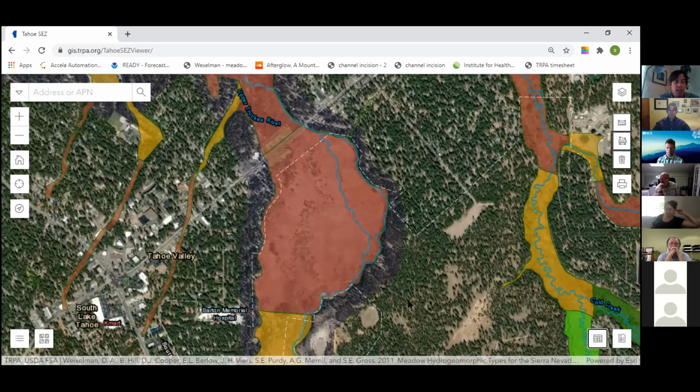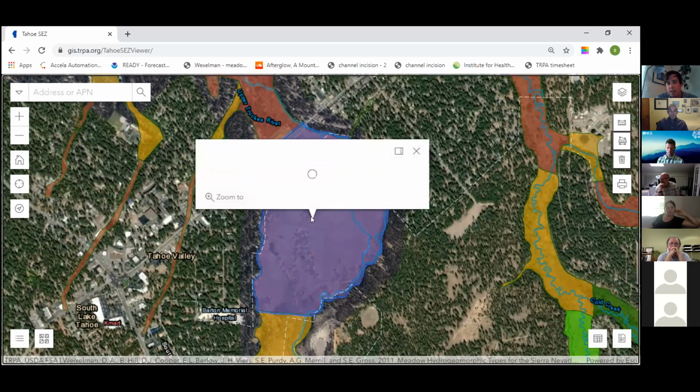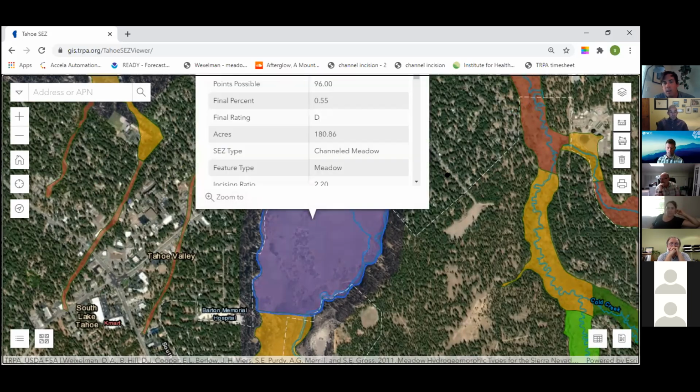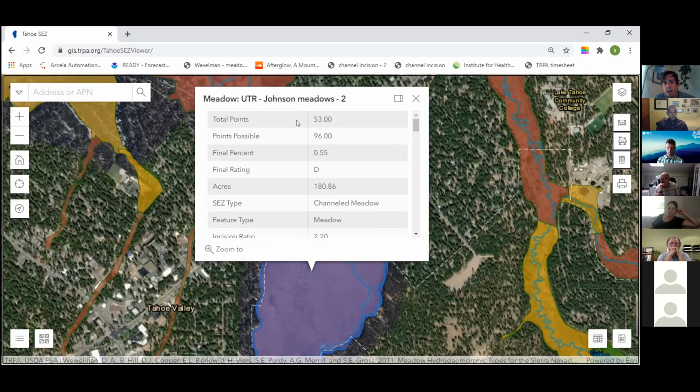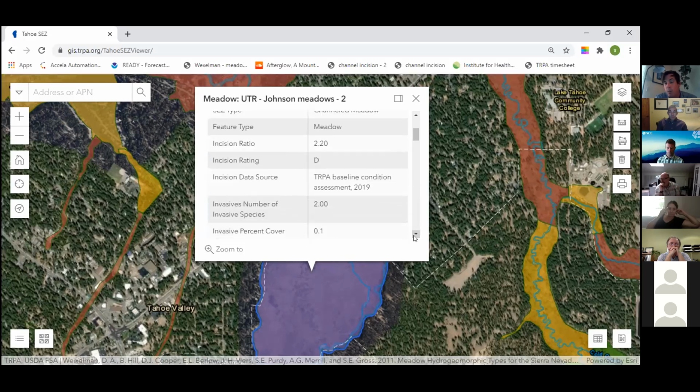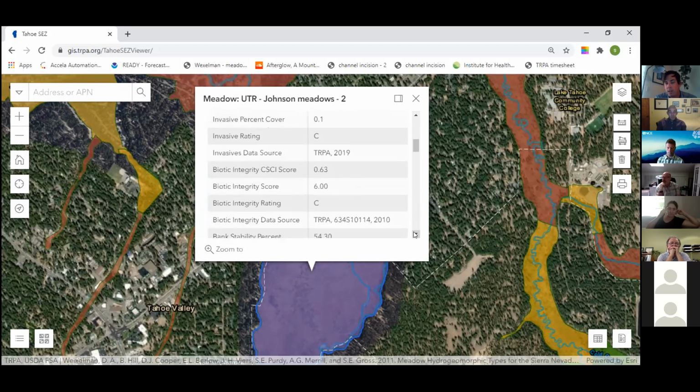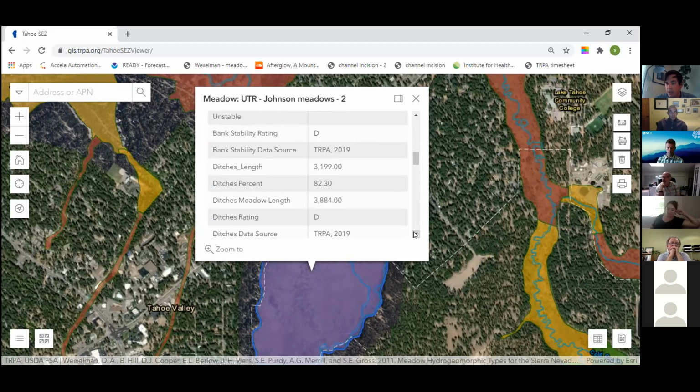And then if you want to get more detailed, you can actually click on a site. So this is Johnson Meadow in South Lake Tahoe. And what you get is all the data: the points possible, a final percentage, the rating, acreage, SEZ type. And then for people who really want to dive deep, you get to look at what the incision ratio was, where that data came from, and all the different data and where the data sources are.